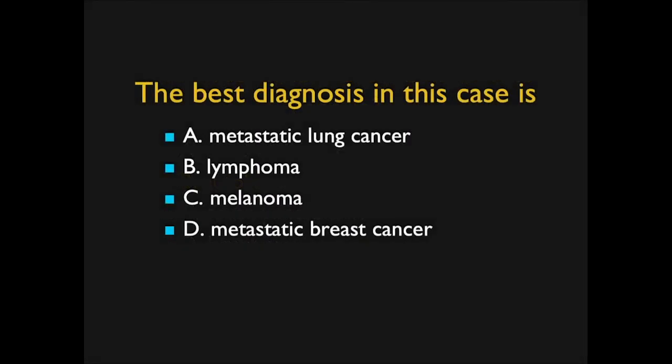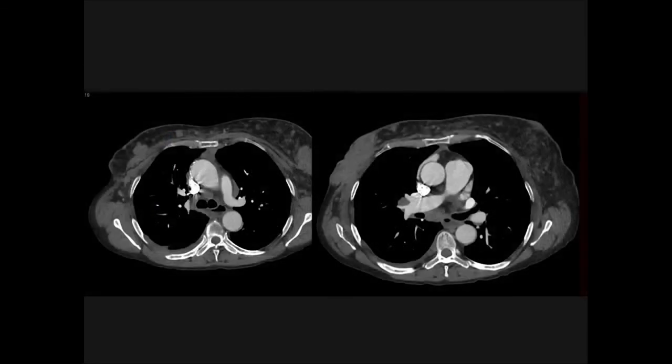The best diagnosis in this case is, well, what do we see? There's a large mass in the right breast. There are subcutaneous nodules. There's axillary nodes. There's right hilar nodes. There's also a mass in the left breast.